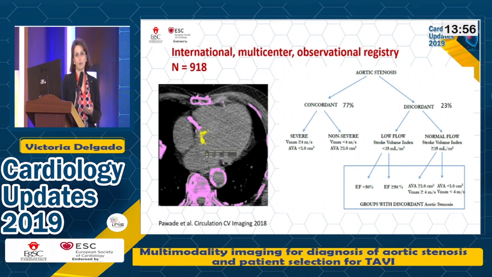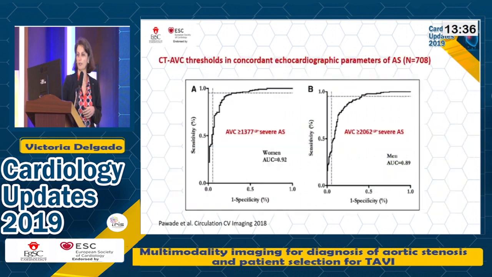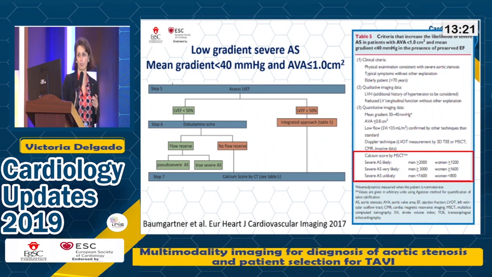The evidence on using computed tomography to identify the patients with true severe aortic stenosis has been increasing since that publication, and here, this international multicenter observational registry, including almost 1,000 patients, demonstrated the same results. They also showed similar cutoff values to define severe aortic stenosis for women and for men, so about 1,300 for women and about 2,000 for men. And the most important thing, they also have prognostic implications.